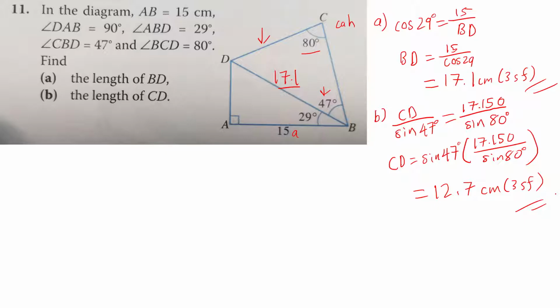Right. What thing to take note of is this triangle down here. This triangle is not a right angle triangle, so we cannot use SOH CAH TOA because this is 80 degrees.